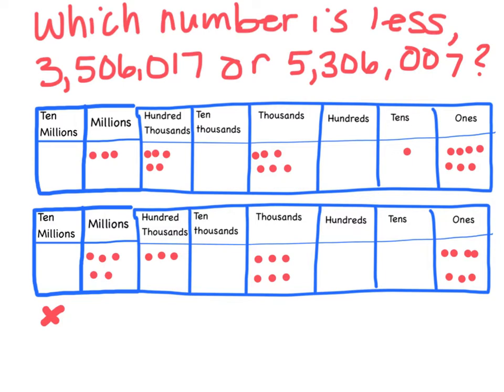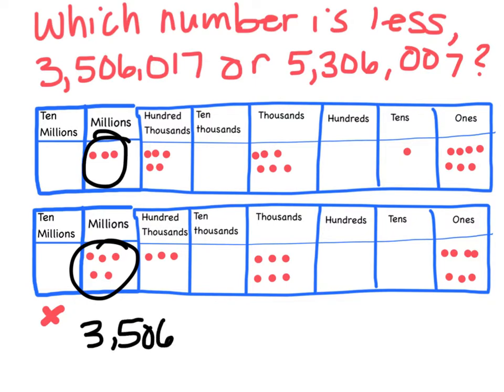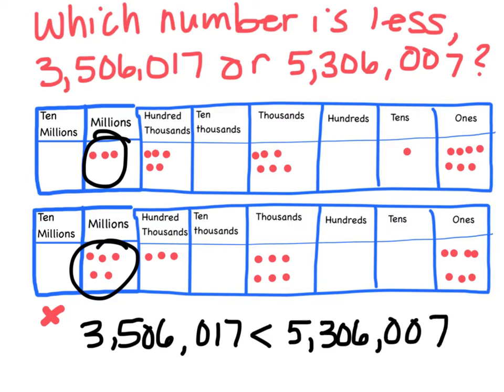Once again, our very first digit differs, so we can immediately see that the 5 is of a greater value than the 3. So 3,506,017 is less than 5,306,007. The lesser number is 3,506,017.